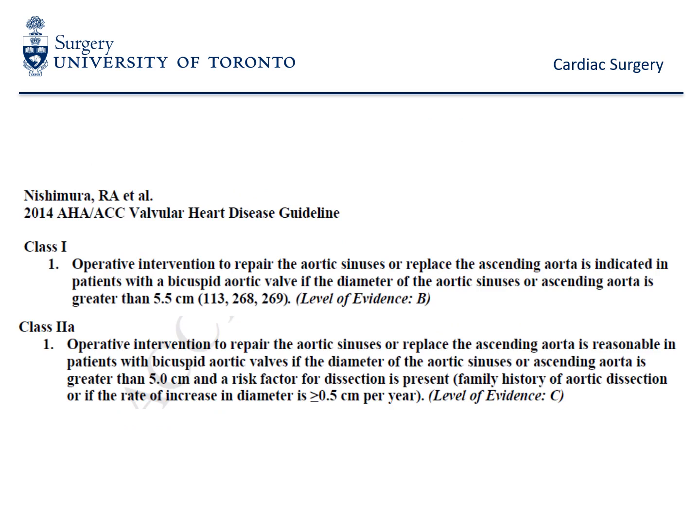So these ideas are echoed in the American guidelines. The threshold for operative intervention for patients with bicuspid aortic valve disease is the same as for patients with tricuspid aortic valves. It's 55 millimeters, that's class 1. You may lower the threshold to 50 if there are additional risk factors for aortic dissection.